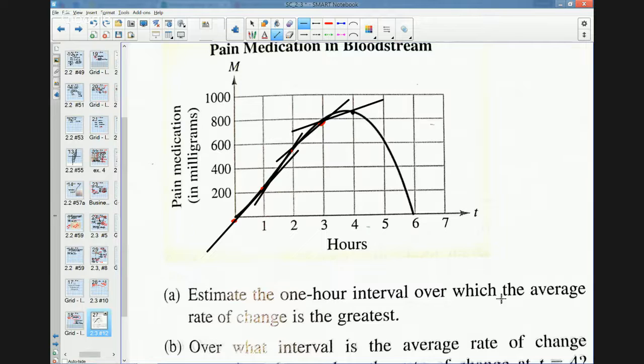So the question is, can you tell me the 1 hour period? And by the way, it's going to get negative over here, right? You can see it's going to start going downhill. So estimate the 1 hour interval over which the average rate of change is the greatest. Would you say it's the first hour, the second hour, or the third hour? It looks to me like the second hour, because this one is a little steeper here. Let me get rid of those lines, because now they're kind of clouding the issue. So between which 2 hours is the slope the greatest? I think you'd agree it's from 1 to 2. So this is just a graphical visual problem.